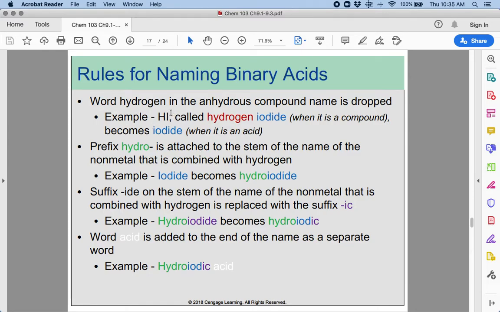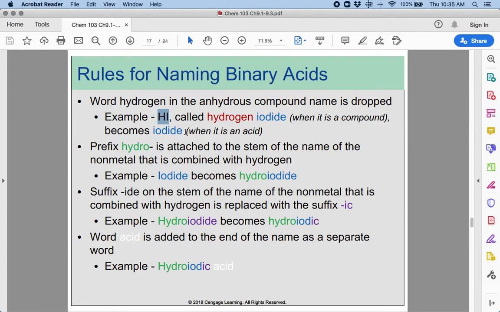So if we have the compound HI, you would think, right, if you were just to name this how we typically named our organic compounds, right, nonmetal, we would just say hydrogen iodide. This would be hydrogen iodide. Okay, that would be the name of it if it was a compound. So if we had HI in the solid state of matter, that would be hydrogen iodide.